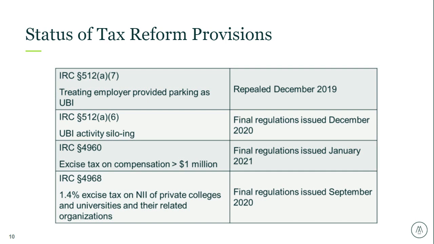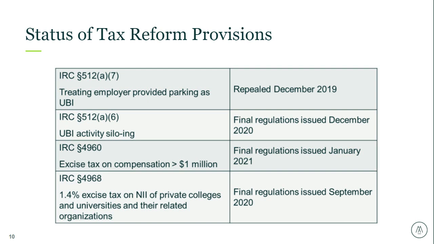Also related to the UBI silo rules, the IRS is working on proposed regulations to give more guidance on expense allocations and net operating losses, considering that the CARES Act temporarily removed the 80% limitation. So for tax years beginning after 2020, you can use 100% of your NOL against your taxable income.